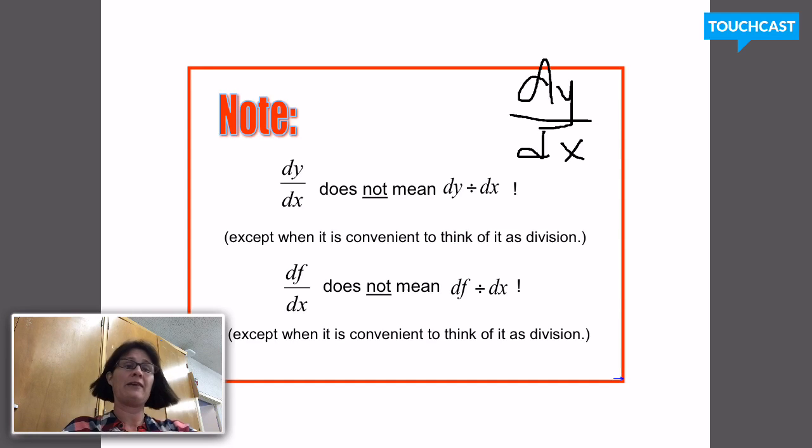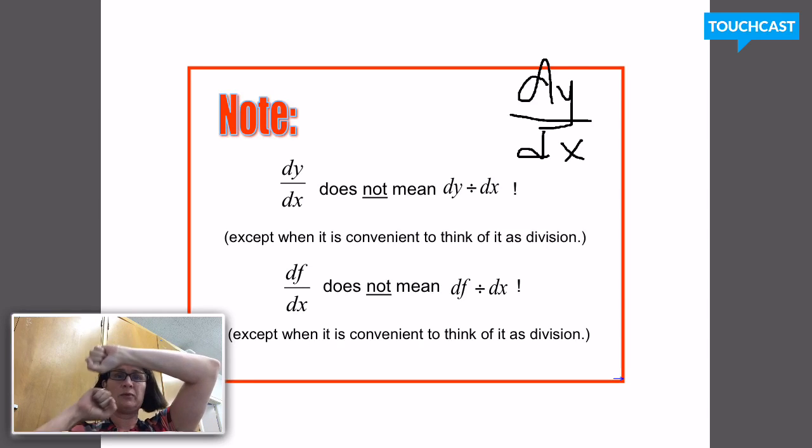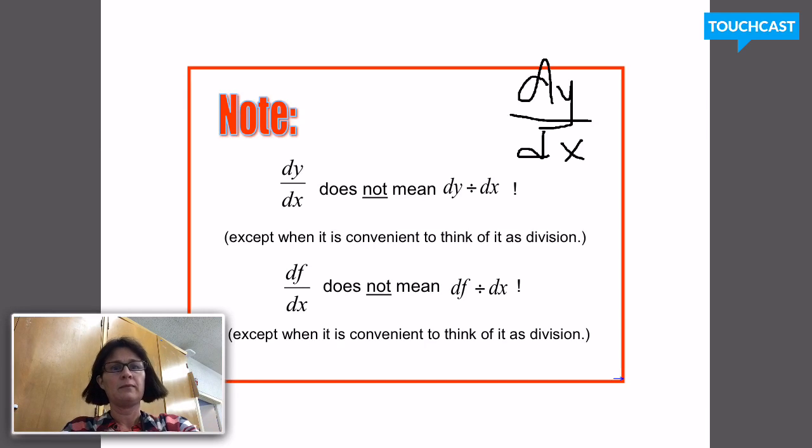Same idea with the f notation. Df dx does not mean that there's some number df and we're dividing it by dx. It means we have one whole symbol that means I'm going to compare a small change in the output with a small change in the input.